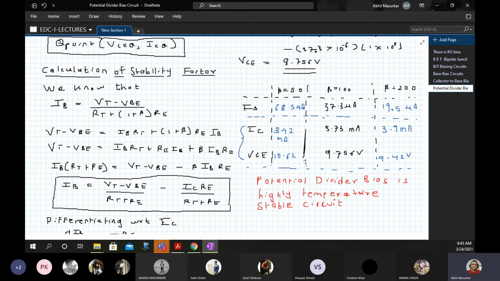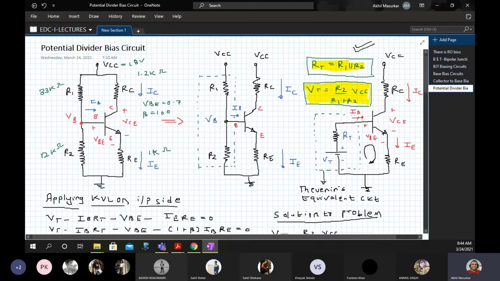Okay, Vinayak, still I'll give you 2 minutes to note down these things. So this is your original circuit.